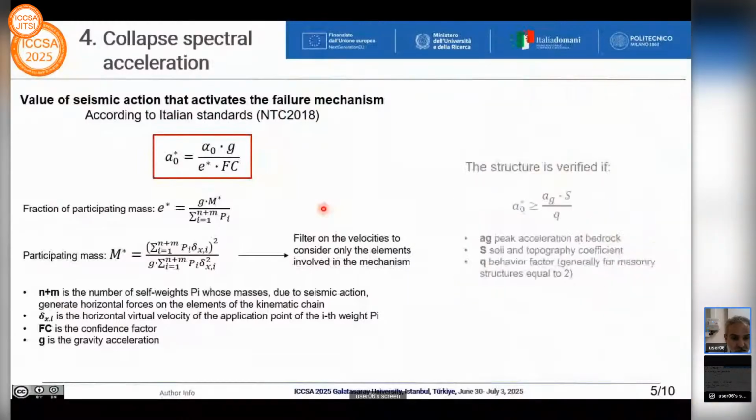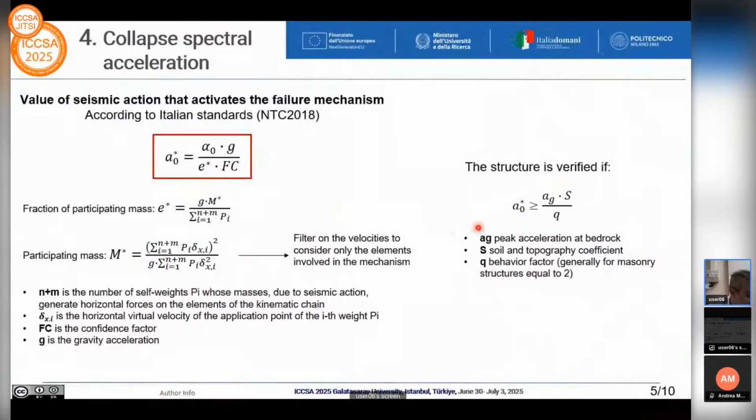So just to conclude, why is A0 star important? It is important because the structure is verified, so it's safe, if this A0 star is greater than or equal to ag, that is the peak acceleration at the bedrock, which depends on the spectrum, multiplied again by another parameter S, that is the soil and topographic coefficient, over the behavior factor, that is a number, generally for partial failure mechanisms it is 1.